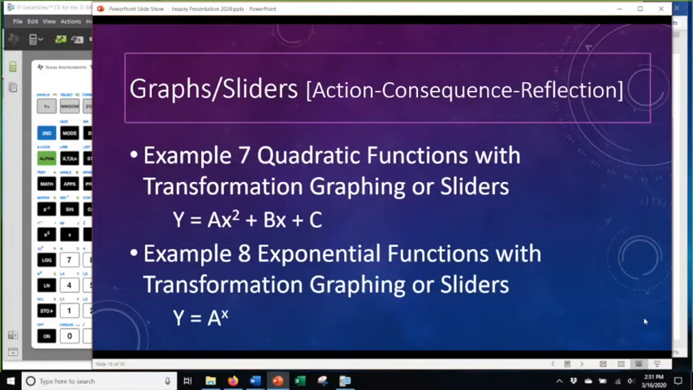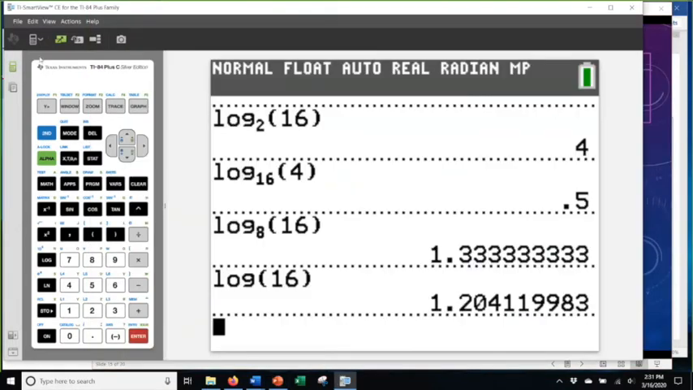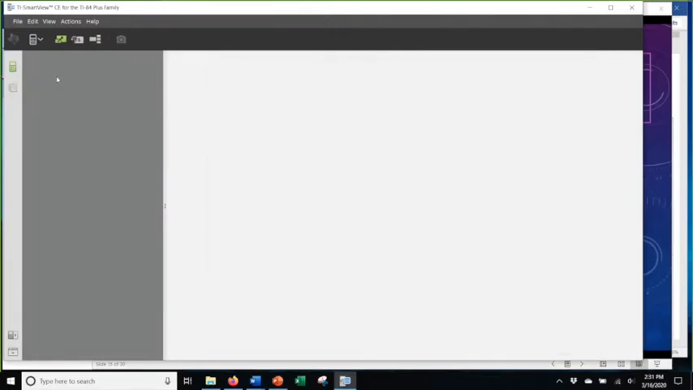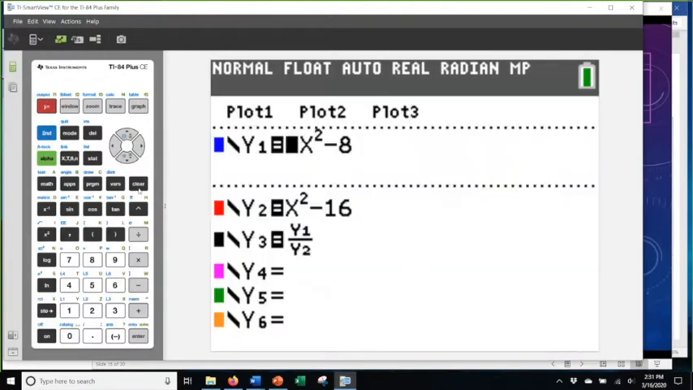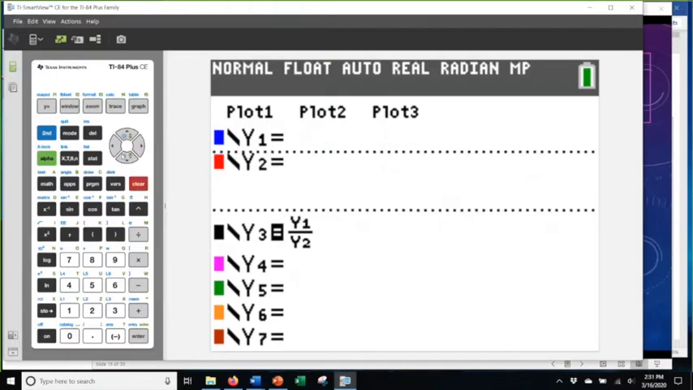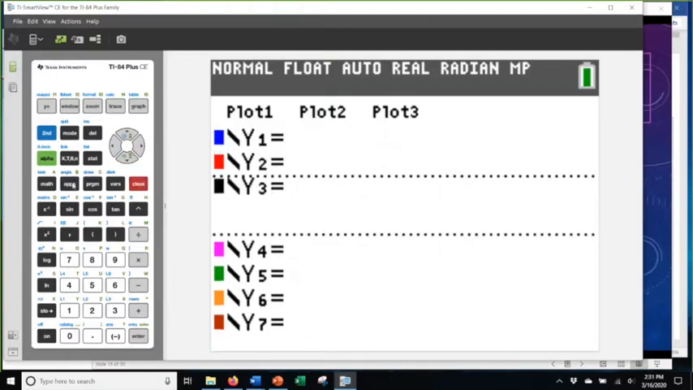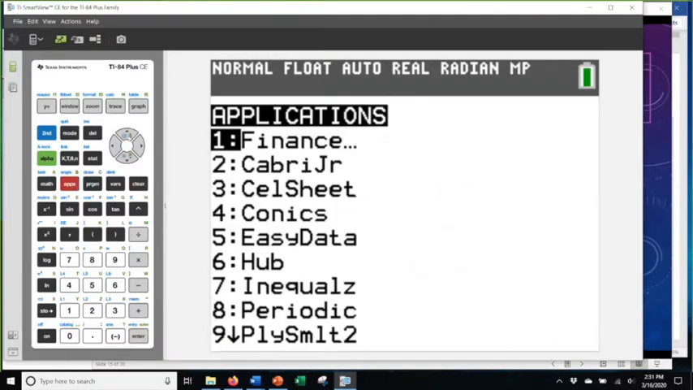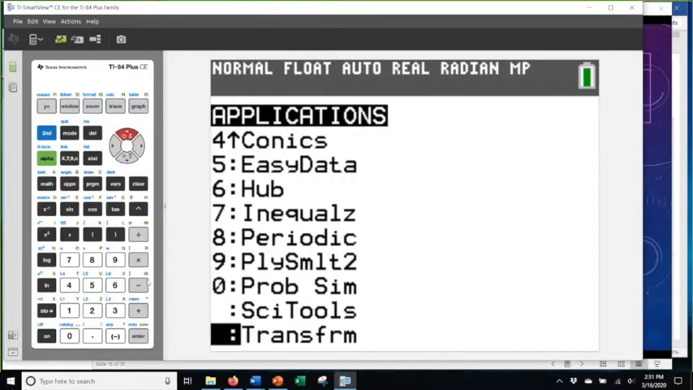Our first 2 examples of action, consequence, reflection activities are with graphs and sliders. And for that, we're going to use the transformation graphing app that is built into all of the calculators. We're going to return back to the 84 Plus CE. And I'm just going to clear all this stuff out of Y equals. And we're going to hit the apps button, and Transform is at the bottom. I'm going to arrow up to get to it quickly.